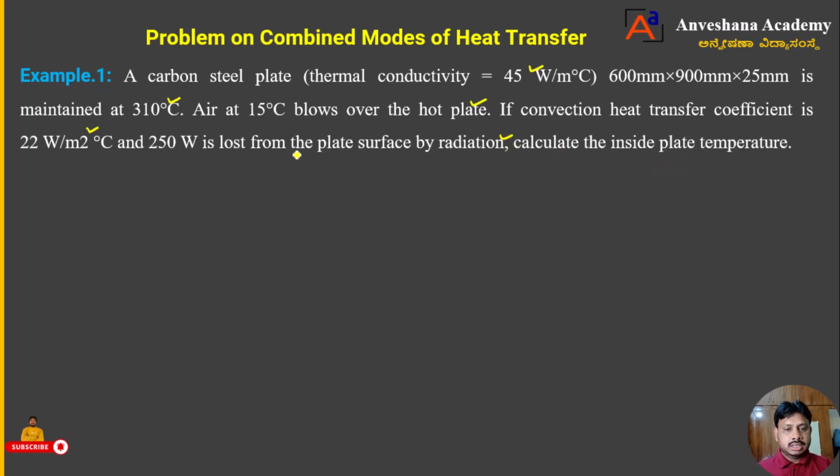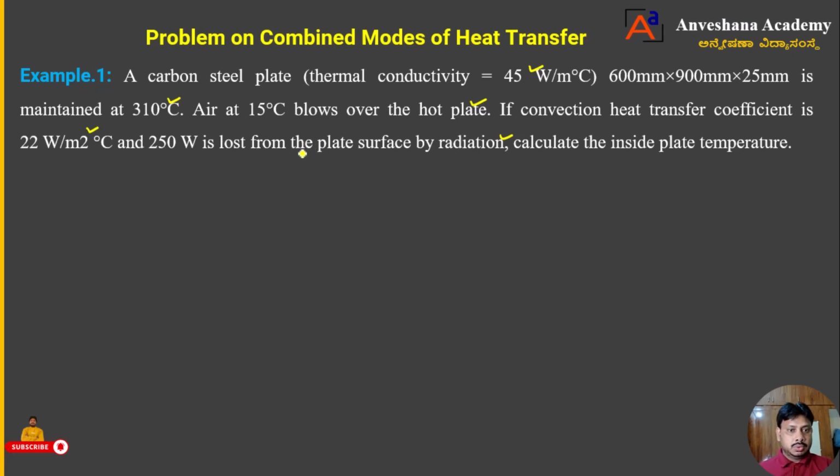Dear students, here is a carbon steel plate. In that carbon steel plate, conduction heat transfer is going to take place. From that steel plate, heat is going to be lost or transferred in two ways: one is radiation heat transfer, another one is convection heat transfer. That means in this application, more than one mode of heat transfer is going to happen. That is nothing but combined mode of heat transfer.